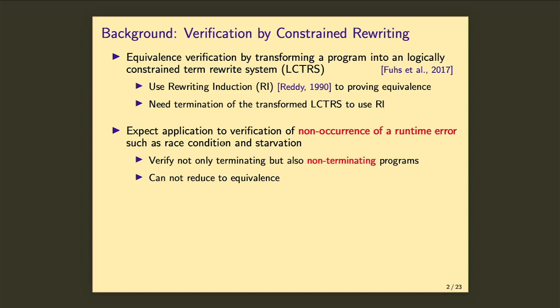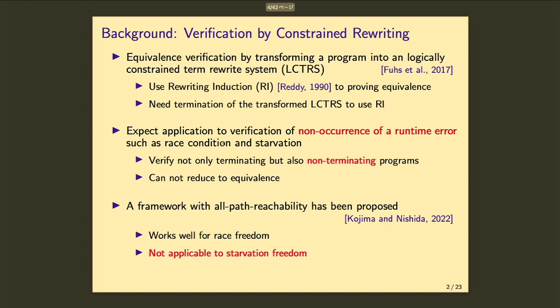So we cannot reduce the verification of non-occurrence of runtime error to equivalence or using RI. And a framework to verify non-occurrence of runtime error using all-path reachability has been proposed already. And this framework works well for race freedom. However, it is not applicable to starvation freedom.